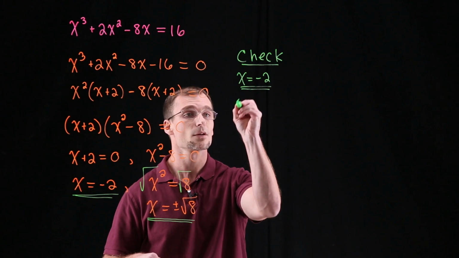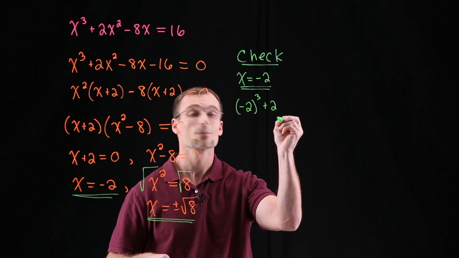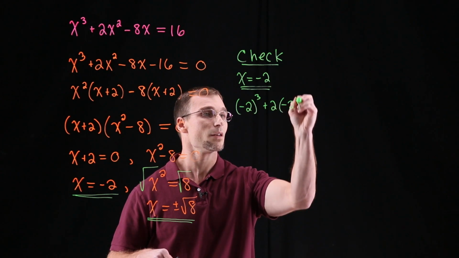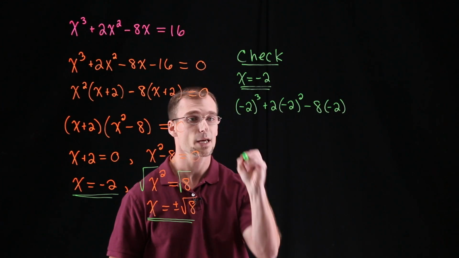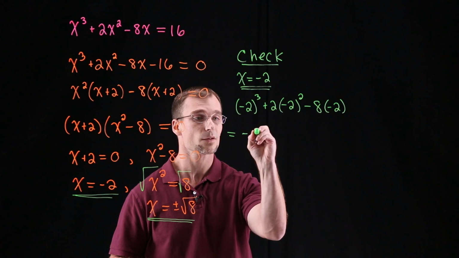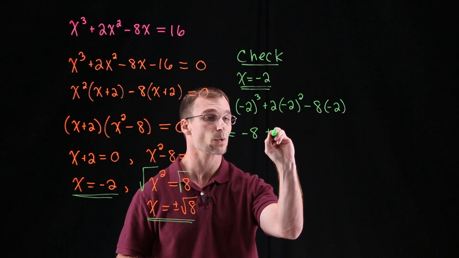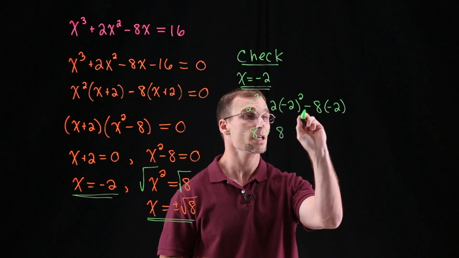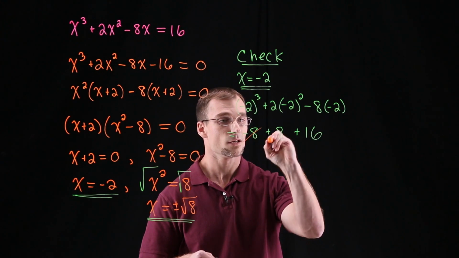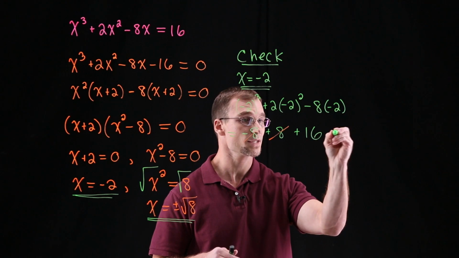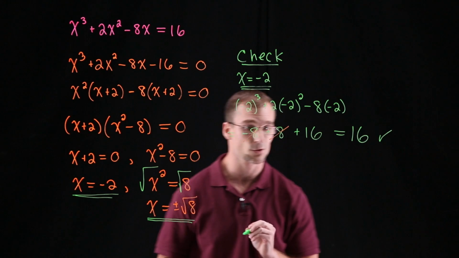So doing that, we have negative 2 cubed, plus 2 times negative 2 squared, minus 8 times negative 2. Negative 2 cubed is going to give us a negative 8. 2 times negative 2 squared gives us a positive 8. And negative 8 times negative 2 gives us a positive 16. So our negative 8 and positive 8 will leave us with 16, which of course is equal to our right-hand side, 16. So x equals negative 2 is a solution.